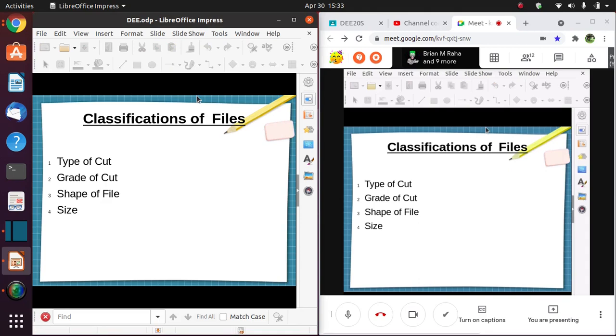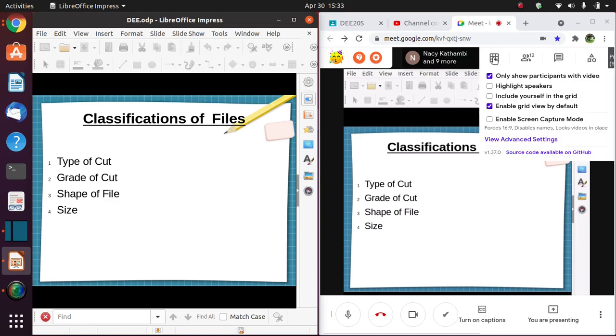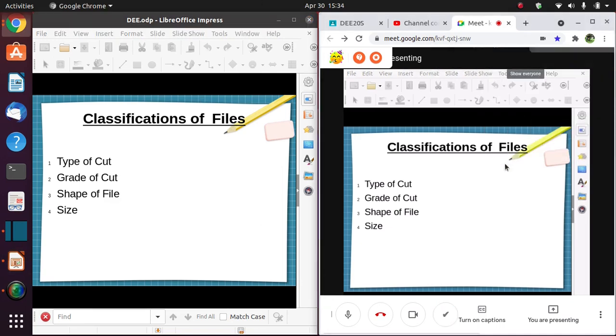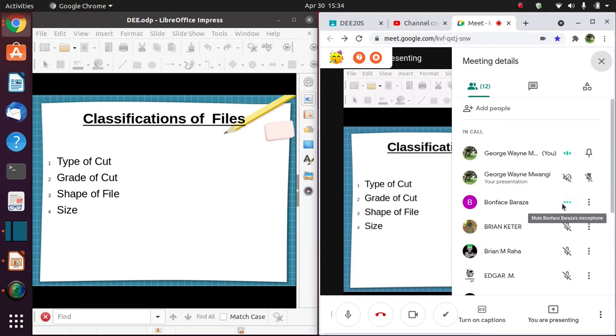Now we classify files into four major categories: type of file, grade of cut, shape of file, and size. When we talk about the size, tunaongelea sana kuhusu the length. Utapata kuna file ndogo, kuna file nono, kuna file konde. Ni length, the thickness. So there are different sizes of files.